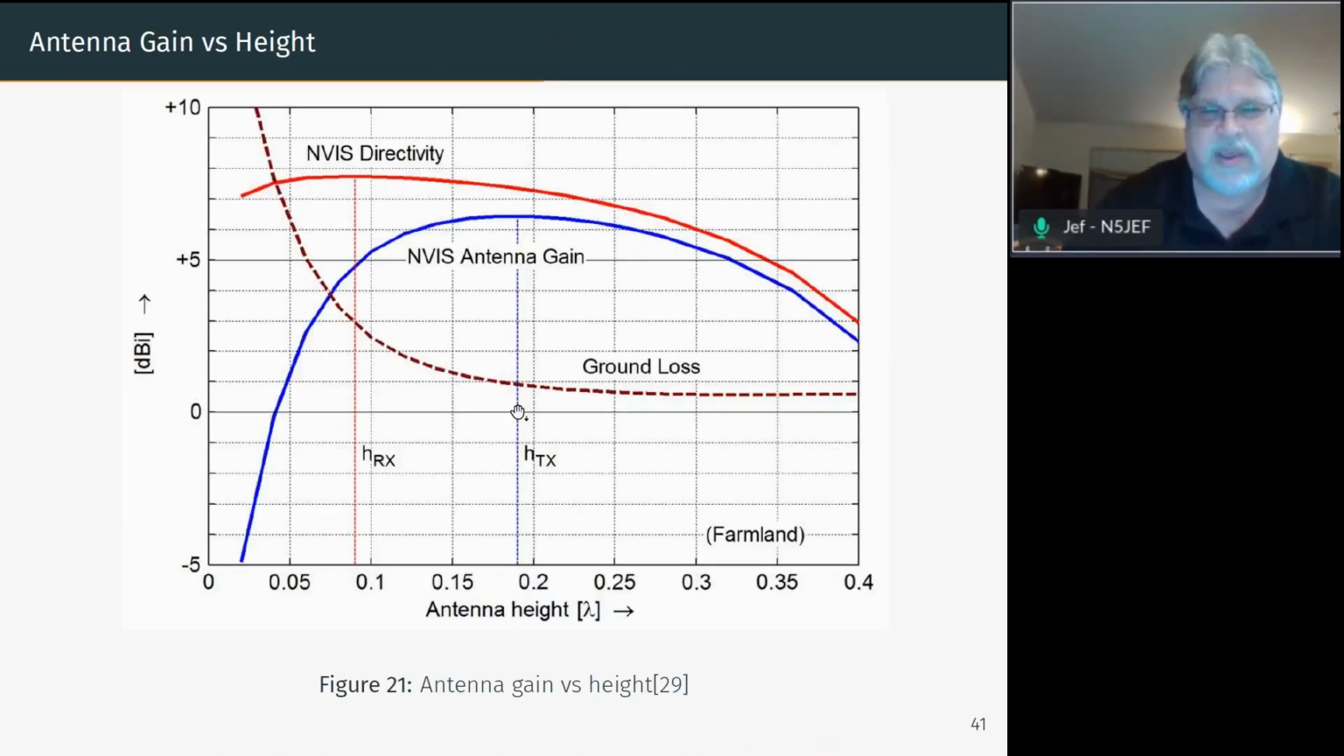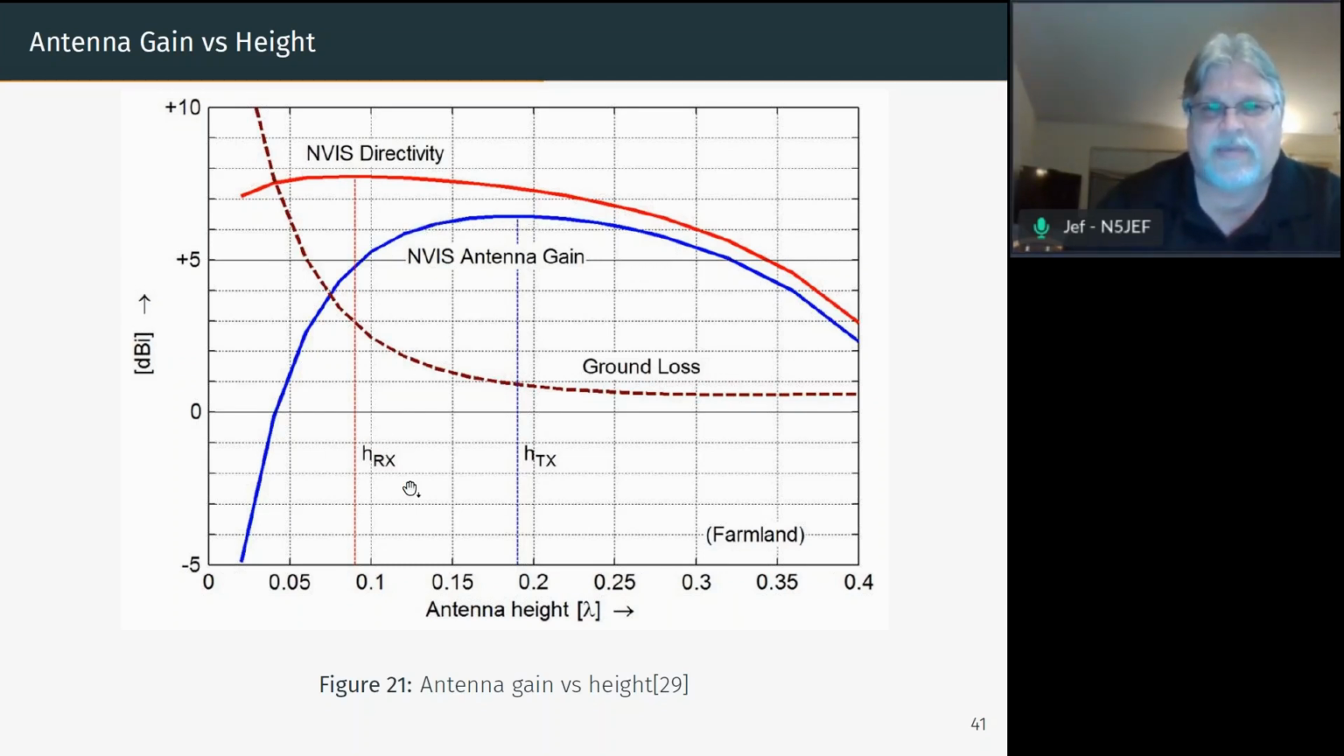This is trying to show the same information about antenna height in a more precise manner. And you can see that this is the height of a transmitting antenna, and it is optimum for transmitting. That means gain. It's optimum just below 0.2 wavelengths. I was saying a 1/4 wavelength, that would be about here, down to about 1/8 of a wavelength. 0.125 would be about here. So anywhere between 1/8 and 1/4 is roughly in the sweet spot for a transmitting antenna for NVIS.